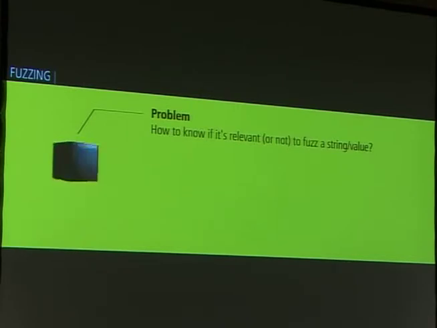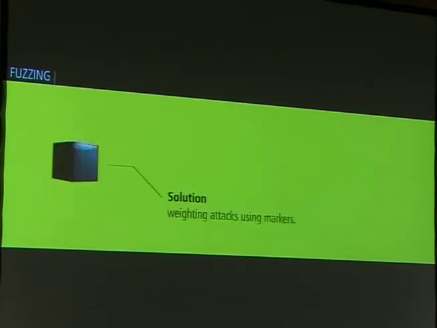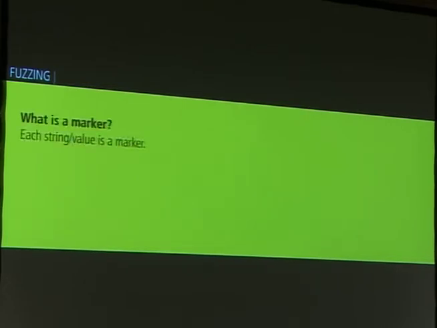Okay, it's fine in theory, but how to know if it's relevant to fuzz or not to fuzz a string or a value? Using markers can be a solution. So the question is, what is a marker? In this case, a marker is a string, like this one, and this one. As we have seen, this one can be relevant to fuzz, but not this one and this one, because they are fixed strings just used by the protocol.